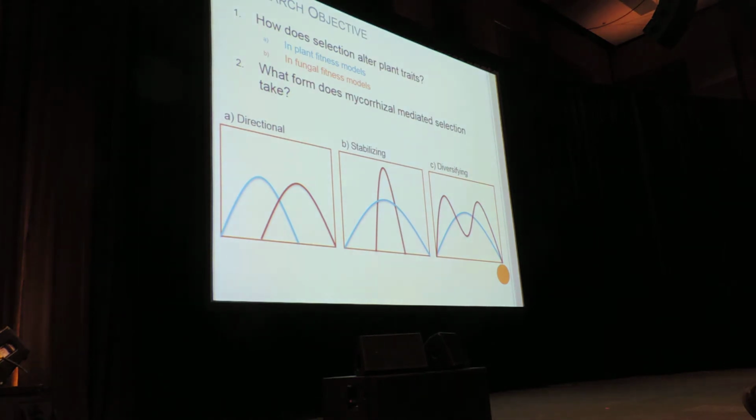This sort of experimental design allowed me to assess 2 main questions. One, how is selection altering plant traits from both a plant fitness model point of view and a fungal fitness model point of view, and what form is mycorrhizal mediated selection taking?